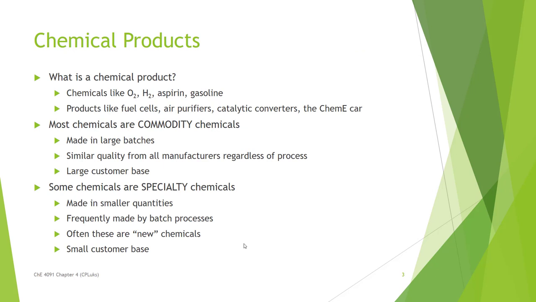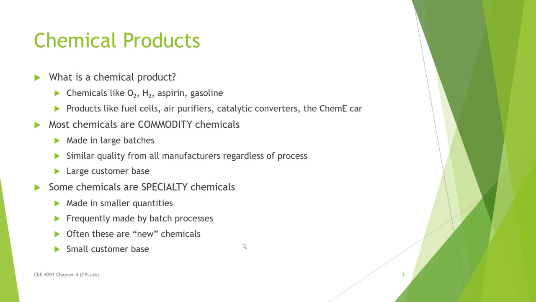So, chemical products are anything. Maybe you need to make a tank of oxygen for a hospital, or hydrogen that you are going to use for maybe a fuel cell, or you want to make aspirin or gasoline, or any number of chemicals, right? We're all familiar with chemicals. But we also have chemical products. And maybe you're not as comfortable with that concept, but chemical engineers do products also. So a fuel cell is a chemical product. An air purifier would be, or a catalytic converter on your car, or the ChemiCar is a chemical product.